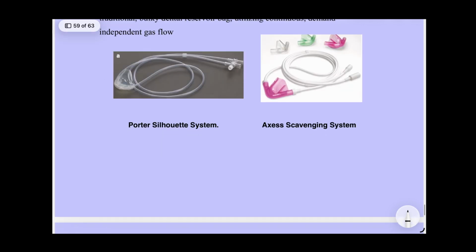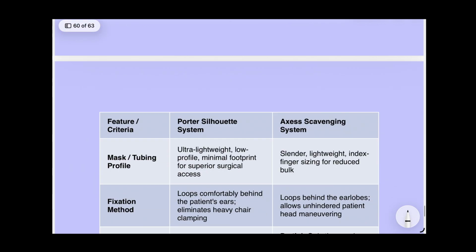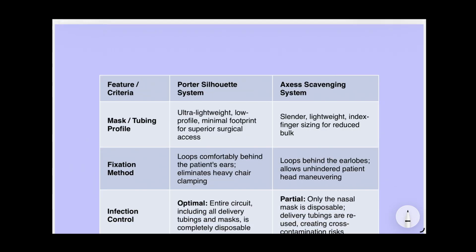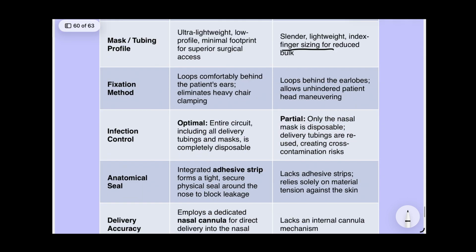So this is a Porter Silhouette system and this is the Axis scavenging system. Let's compare it. Mask or tubing profile: Silhouette is ultra lightweight, low profile, with a minimal footprint for superior surgical access. Axis has a slender, lightweight, index-finger-size tube for reducing bulk. Fixation method: for both, loop comfortably behind the patient's ear, eliminating heavy chair clamping. Loops behind the earlobes allow unhindered patient head maneuvering. Infection control: Silhouette's entire circuit, including all delivery tubings and mask, is completely disposable. In Axis, only the nasal mask is disposable. Delivery tubings are reused, creating cross-contamination risk.